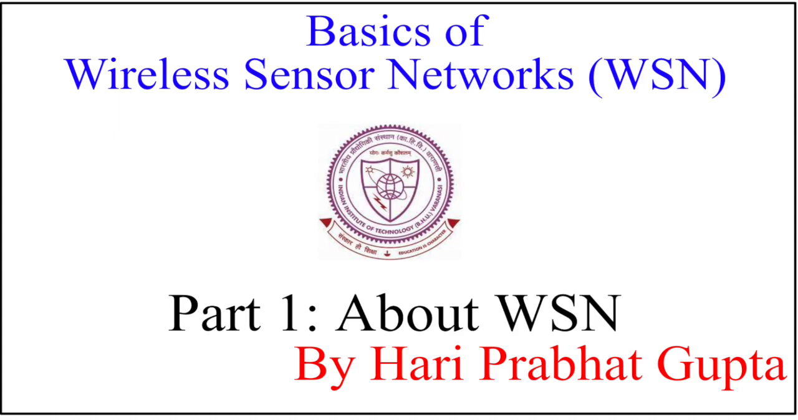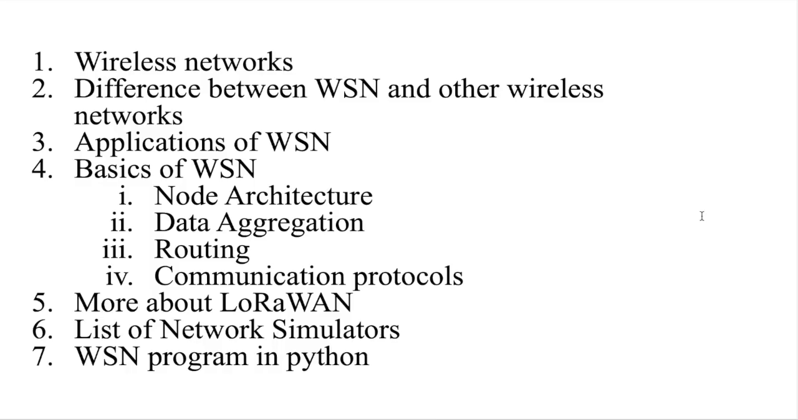So we started here. In this talk, we will cover the basics of wireless sensor networks, and here we have mainly 7 sections. First we discuss wireless networks, not only the sensor network but wireless networks, and then we find out the difference between these wireless networks and the wireless sensor network. That means sometimes confusion comes up whether this is a wireless sensor network or another type of network.